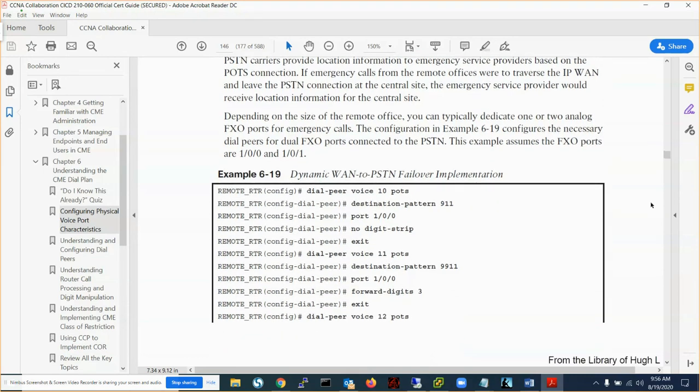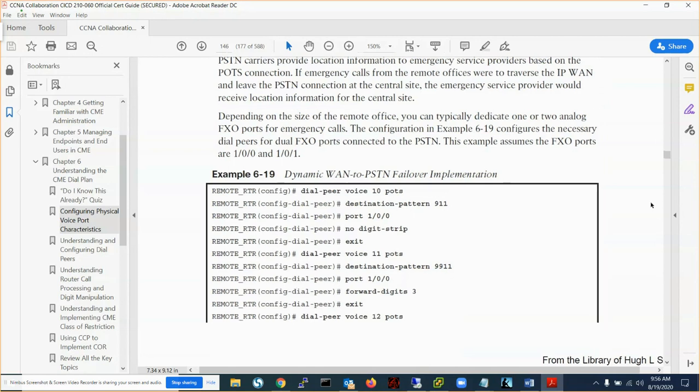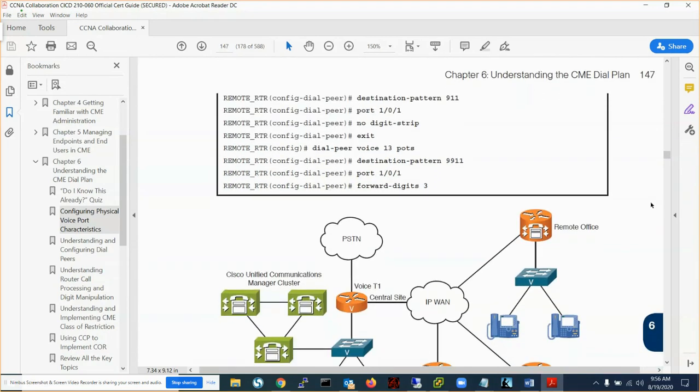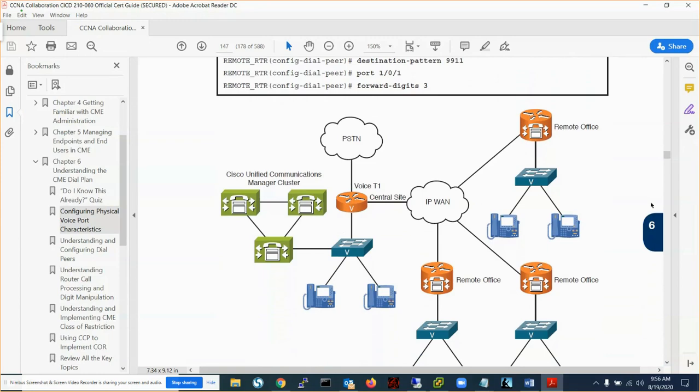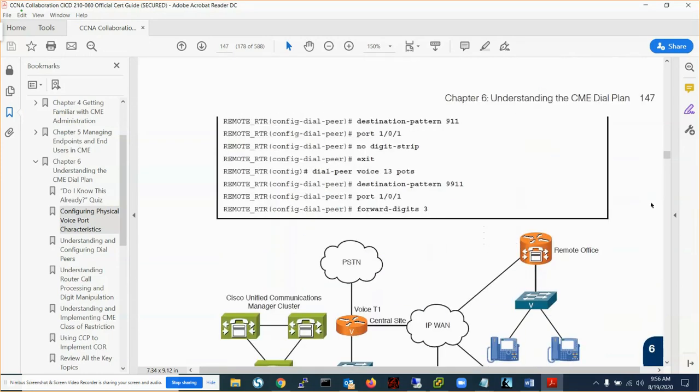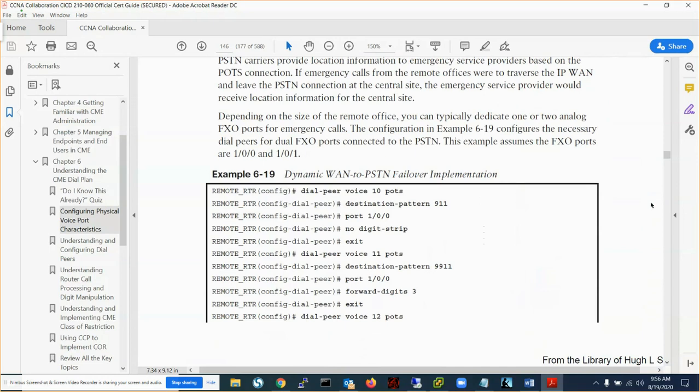As you can see here, the dynamic is set up to fail over. So you go on a dial peer port because it's a port you're using. They have that diagram, though they didn't label the ports. You have a destination pattern 911, and you tell it to send it through this port here, which probably is an FXO port.